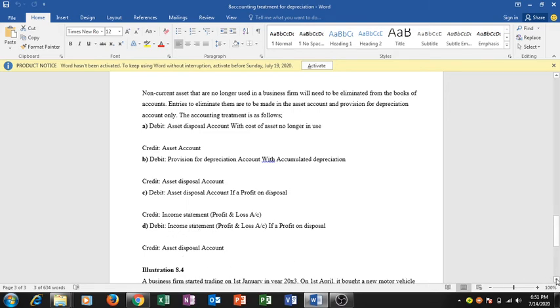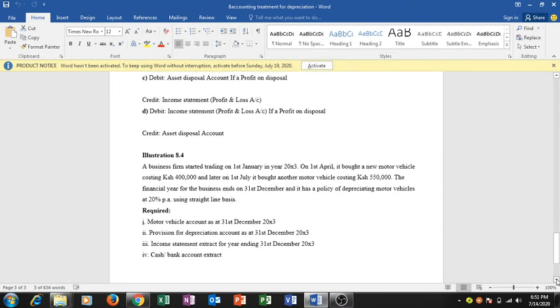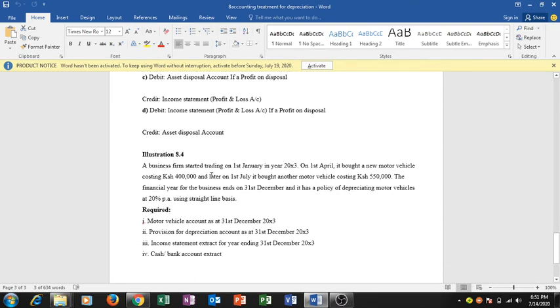We are going to demonstrate that using this example 8.4, which says that a business firm started trading on 1st January in the year 2023. On 1st April, it bought a new motor vehicle costing this, and later on 1st July, it bought another motor vehicle costing this. The financial year for this business ends on 31st December. It has a policy of depreciating motor vehicles at 20% per annum using straight line basis. What you are required to do here as a student is to prepare the motor vehicle account, the provision for depreciation account, the income statement extract, and the cash or bank account extract.